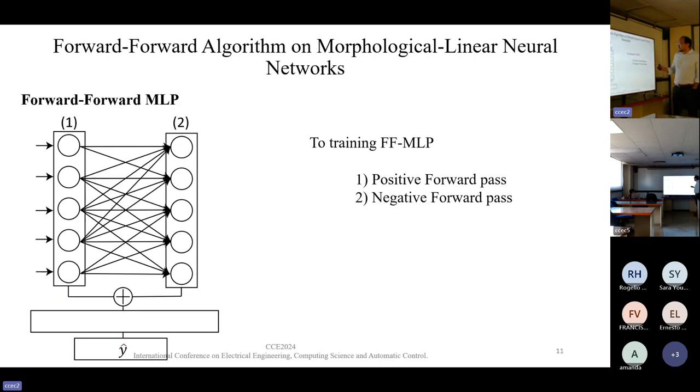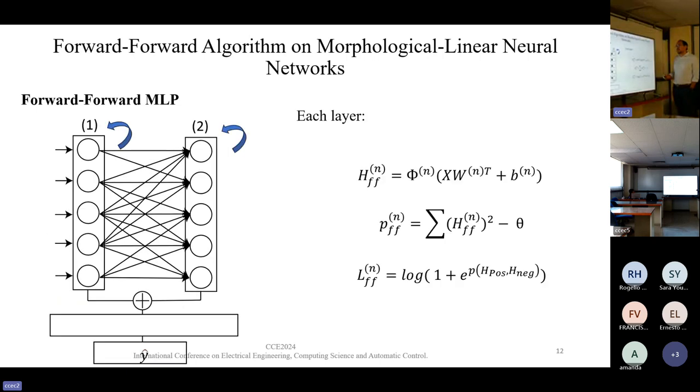The first step is two forward passes on the training set, the positive forward pass and the negative forward pass. The positive forward pass is just the training set correctly labeled, and the negative forward pass is inputting the training set with incorrect labels. This is where the name of the algorithm comes from, the forward-forward algorithm. So this is the first step that he proposed.